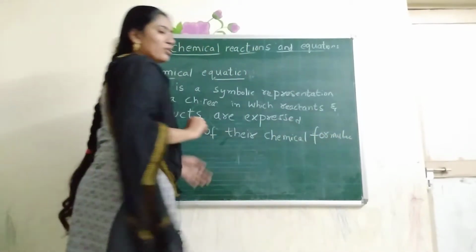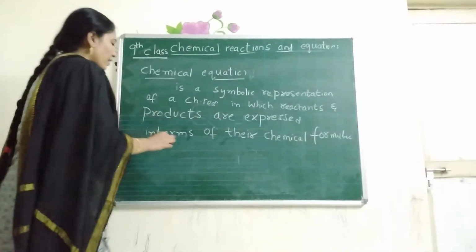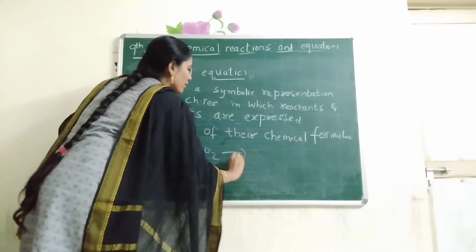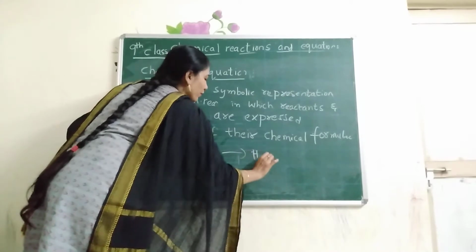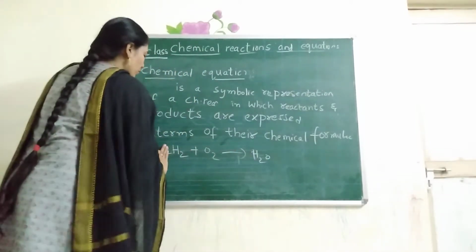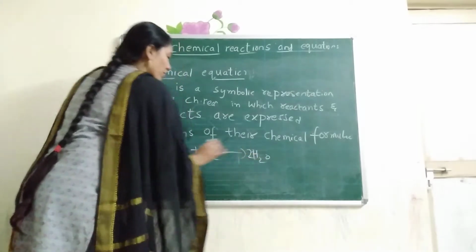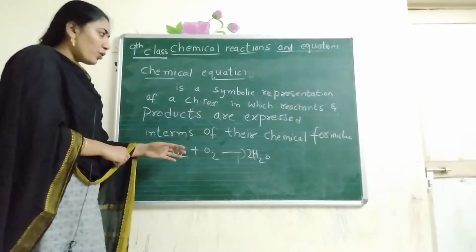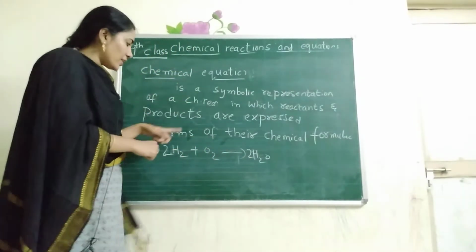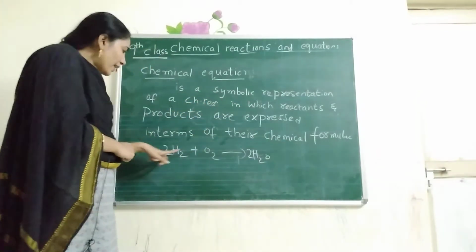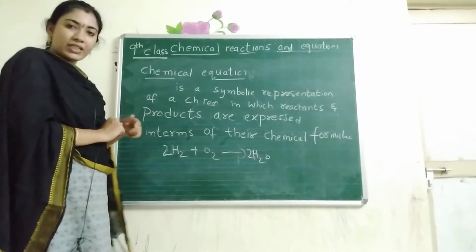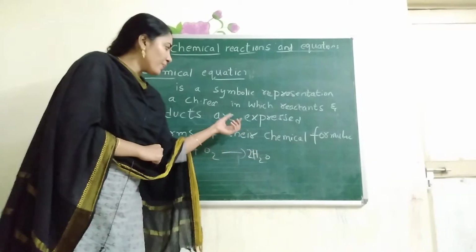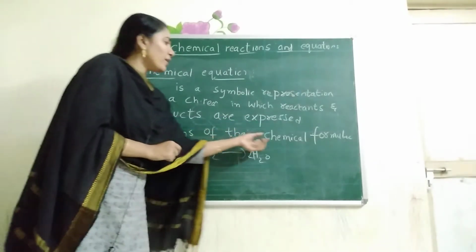I will explain this definition with an example. For example, here I am considering a chemical reaction between H2 and O2, and this will give rise to H2O. H2 plus O2 gives H2O. This is a chemical equation. What does it represent? The chemical equation is a symbolic representation of a chemical reaction in which the reactants and products are expressed in terms of their chemical formulas.